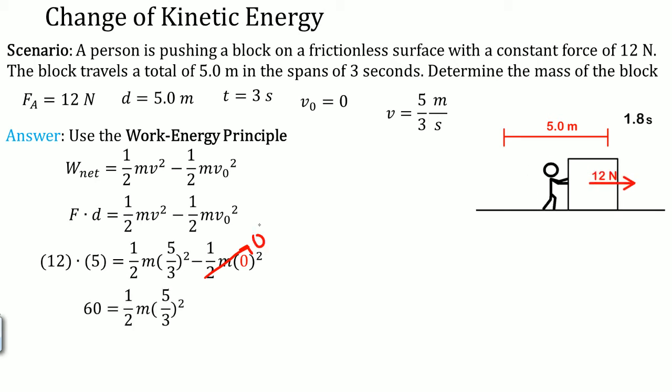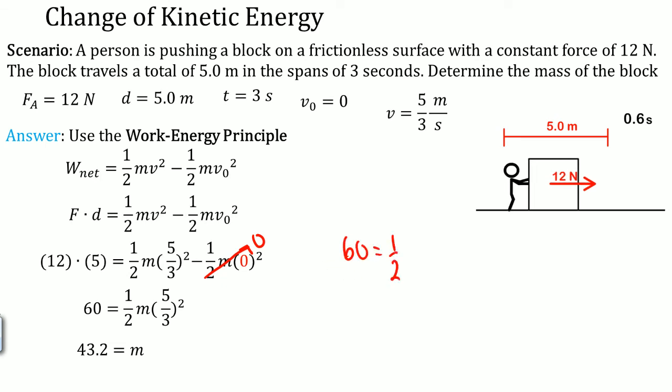Plug in the values in here. Now you can rearrange to get this answer. If you want to see the complete algebra, it should look something like this. 1/2 m. This becomes squared, so this becomes 25 over 9. Then you're going to multiply by 1/2, then multiply by 9 over 25 to get m. That's how you get rid of the constant on the right hand side.